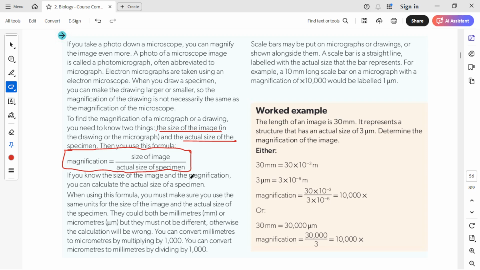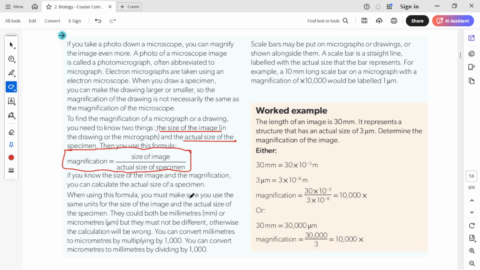If you know the size of image and magnification, you can calculate the actual size of the specimen. So out of these three things, you need to know only two, and you can then exactly find out the magnification or size of image or actual size of the specimen. So if you know the size of the image and magnification, you can calculate the actual size of the specimen.